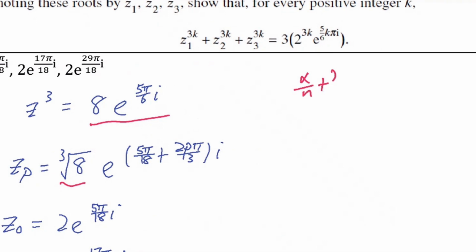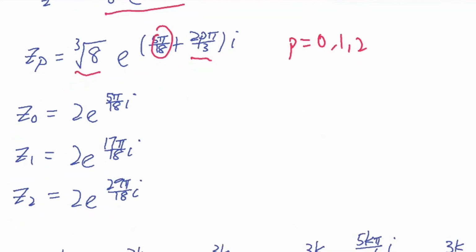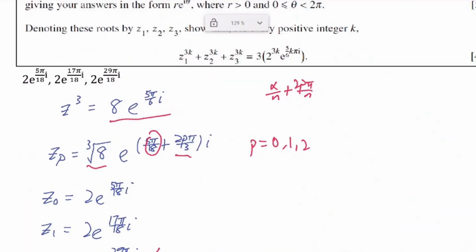It's alpha over n plus 2pπ over n for the argument. So the argument here is the alpha over n plus the 2pπ over n. After that, the p value, usually we just sub in 0, 1, and 2. So all the three roots are given as this. Okay, so those are the three roots there.